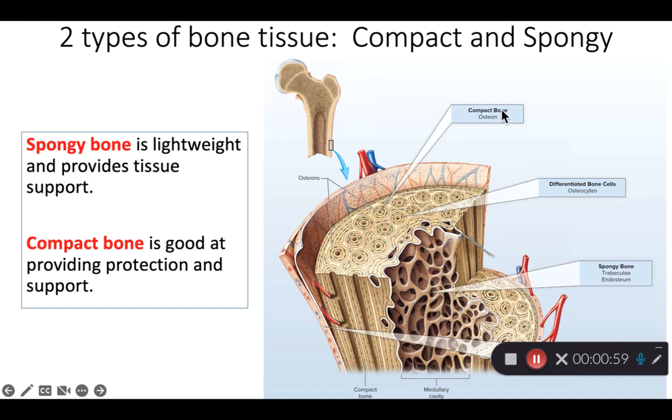So we want to think of osteons with compact bone. Surrounding that compact bone would be the periosteum. And then on the inside is the spongy bone formed by the trabeculae, and covering those trabeculae is the endosteum.